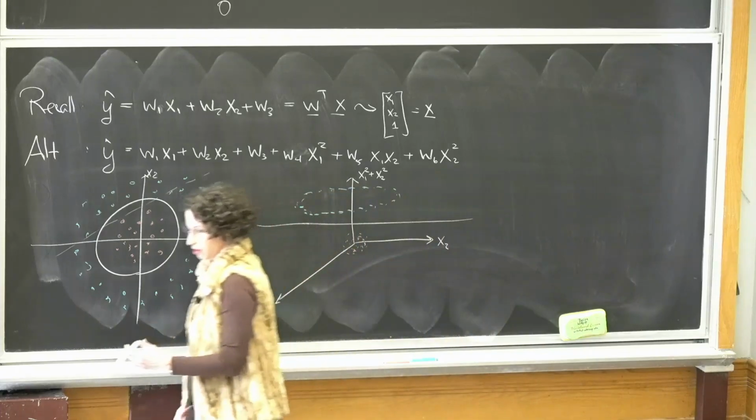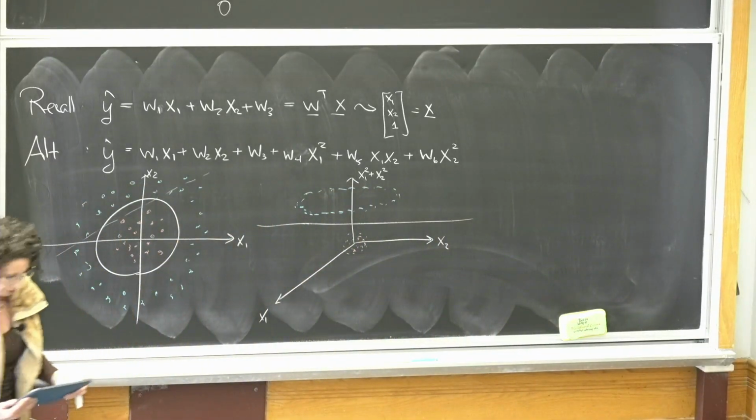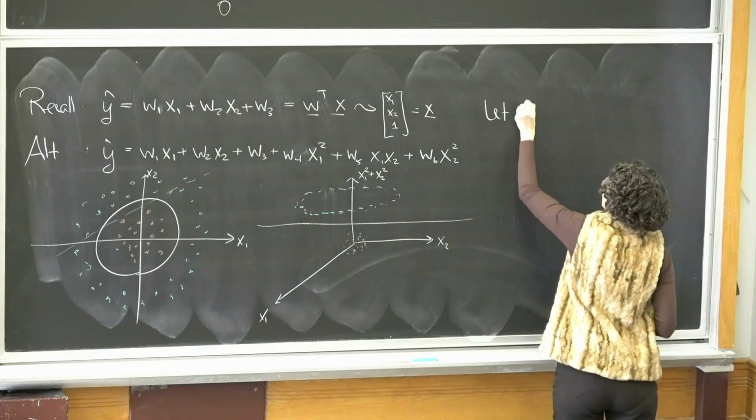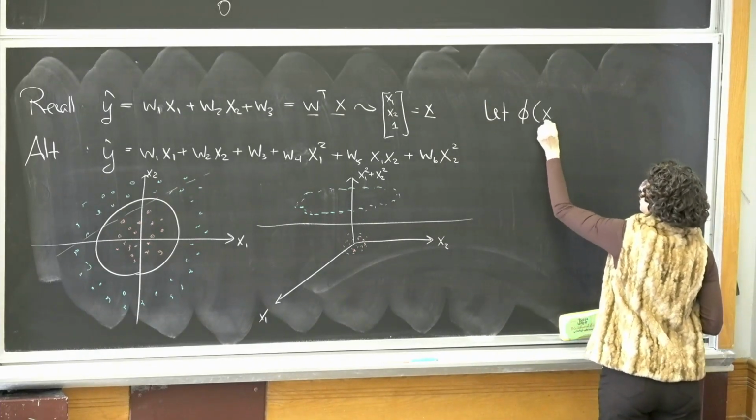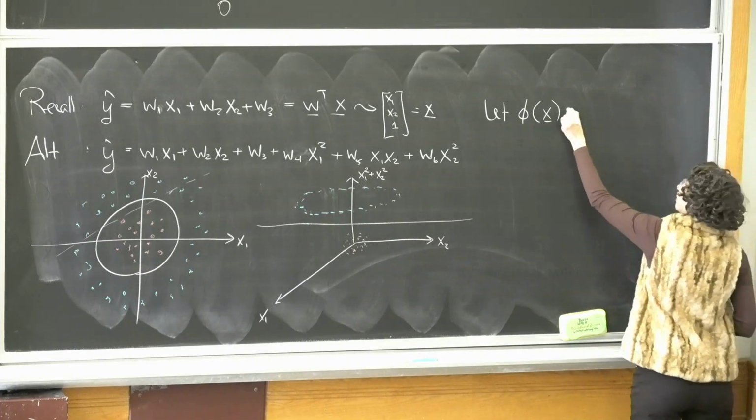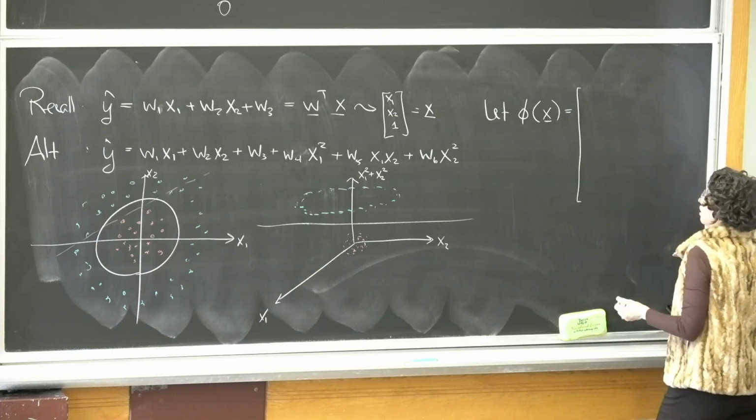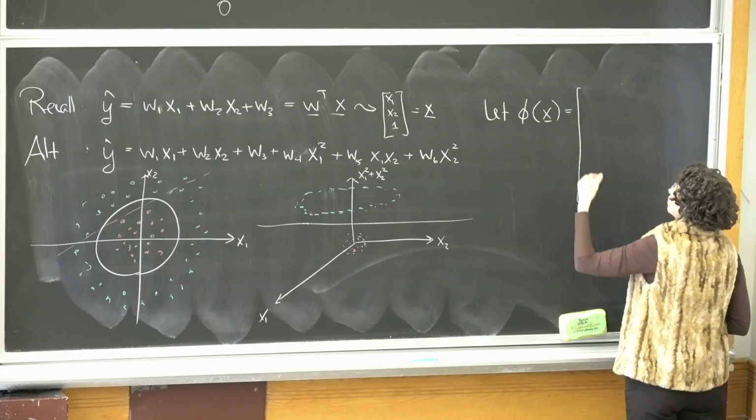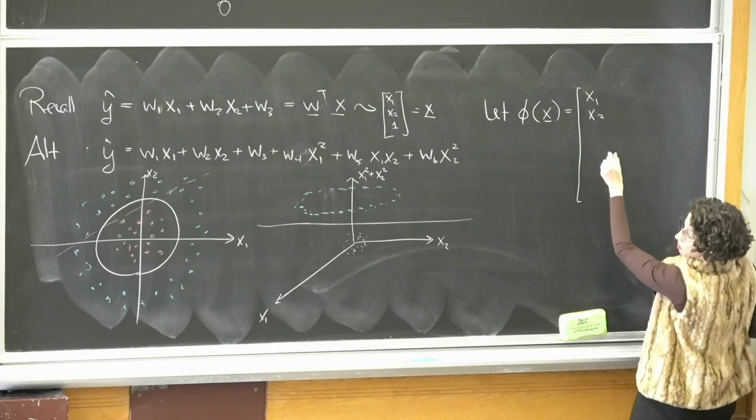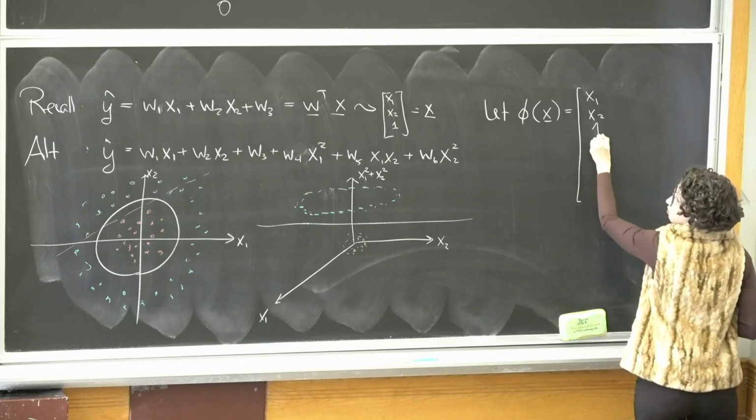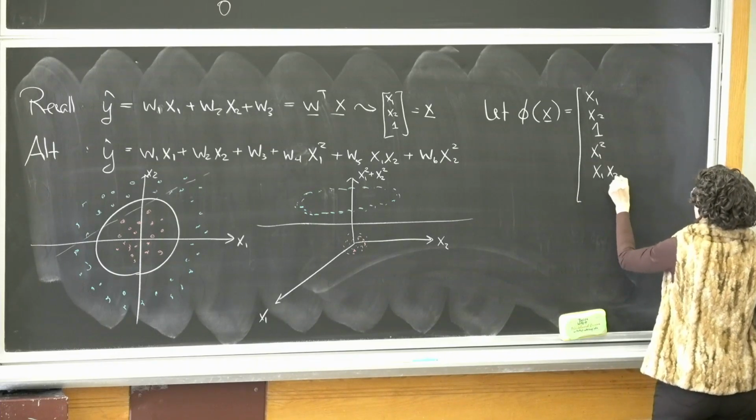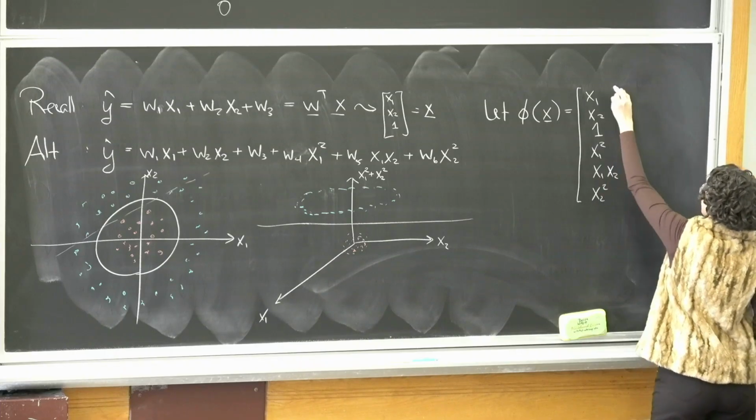Okay, so in general then, what we are going to do is define a function phi that will input a feature vector x and output a new feature vector that's going to look like, in this case, x1, x2, I guess 1, x1 squared, x1 x2, and x2 squared.